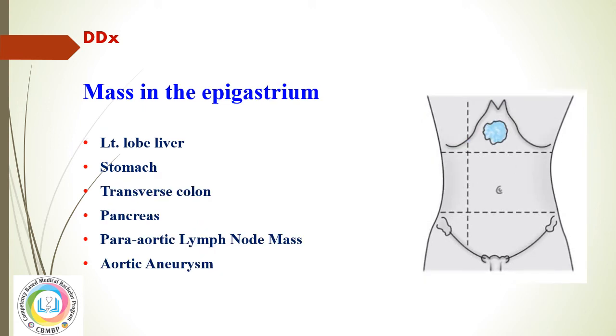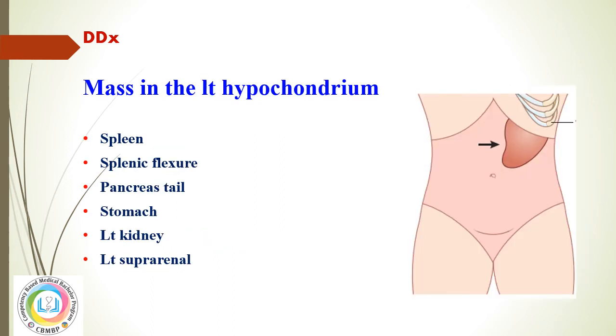Mass in the epigastric region may arise from the left lobe of the liver, may arise from the stomach, transverse colon, body and head of the pancreas, and para-aortic lymph nodes may be enlarged, and there may be an aortic aneurysm giving us the mass in this area.